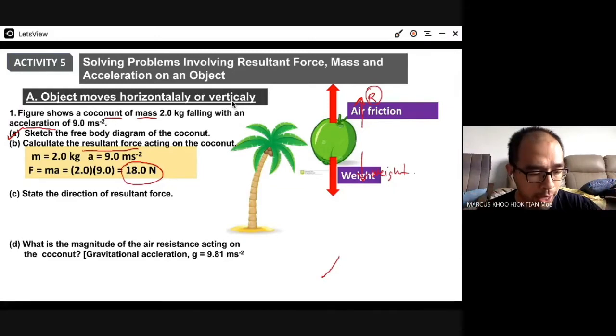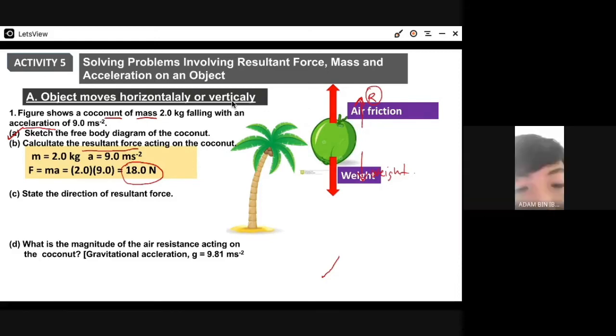Where is the direction of the resultant force? Adam, where do you think is the direction of the resultant force?